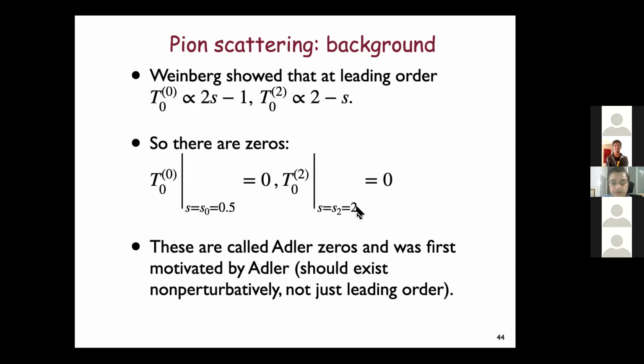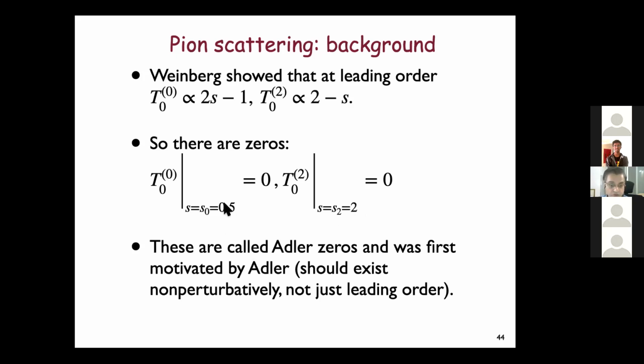Now there is a more profound reason why these zeros should exist. This actually follows from partially conserved axial currents, based on an argument that was developed by Adler. And so that's why these are called Adler zeros. And these Adler zeros, because they are based on symmetries, should exist non-perturbatively, not just at the leading order. So that's why we can treat them as parameters to dial and ask, in the space of Adler zeros, what happens to the S matrix.